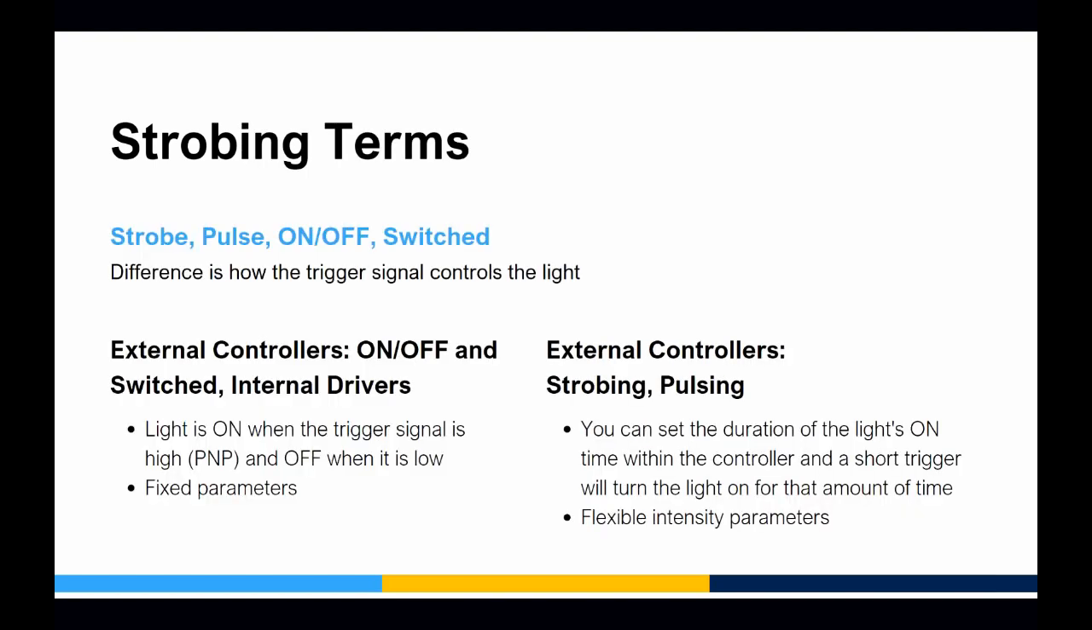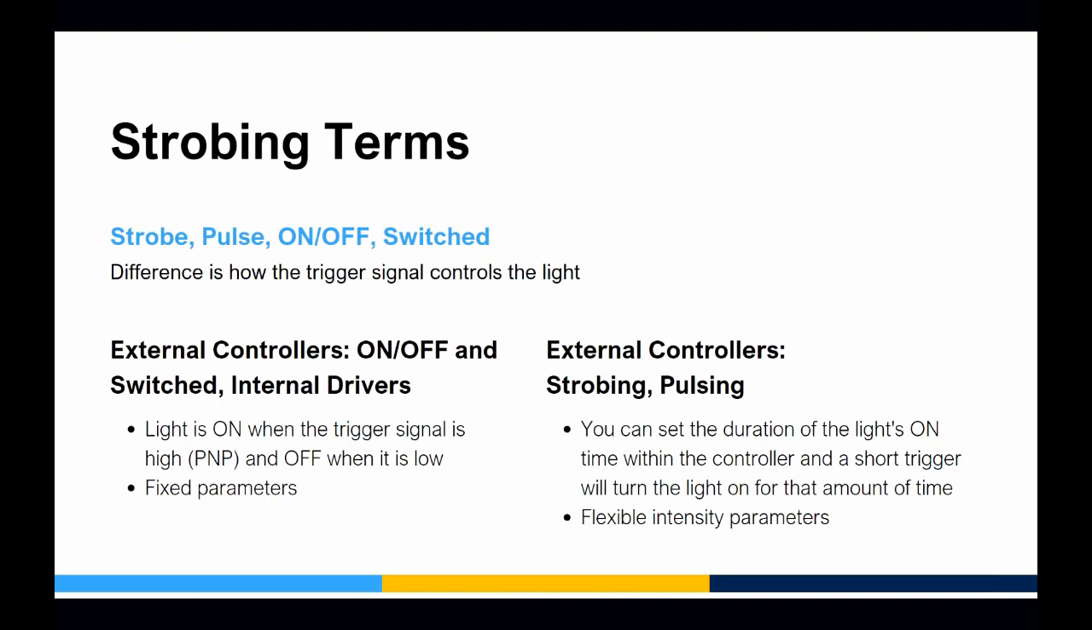So before I talk about overdriving, I want to talk about the different terms that you'll come across when you look at spec sheets of controllers and internal drivers. This is kind of a hard thing to describe because strobing is kind of a vague, overarching term of the light flashing while the camera is taking a picture. But if you look at the spec sheets, you're going to see things like strobe, pulse, on-off, switched, and the difference between them is essentially the trigger signal that's controlling it.